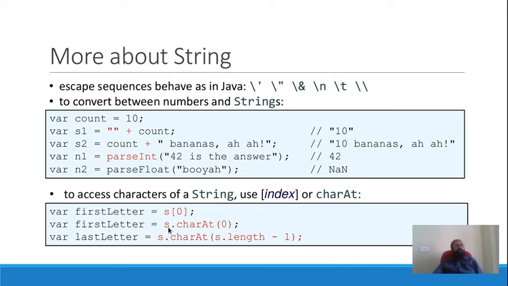So I can use s.charAt(0) or s[0], and var lastLetter. If I want to find out which is the last letter, then I can use s.charAt(s.length - 1). You can understand that the indexing is from 0 to n minus 1. So if there are n characters in a string, then the (n minus 1)th position will have the nth character.